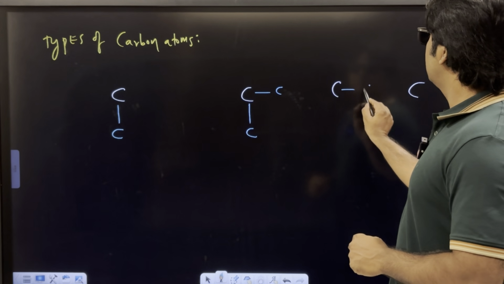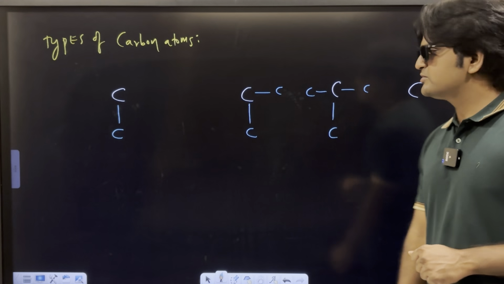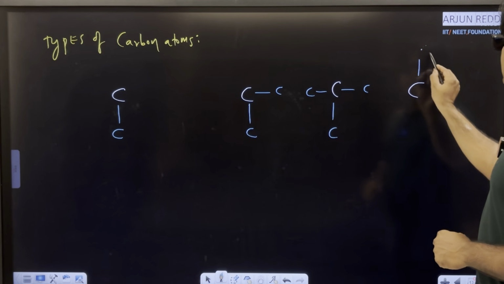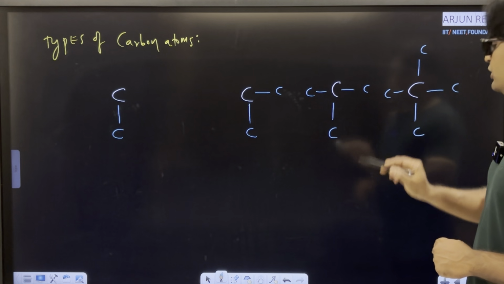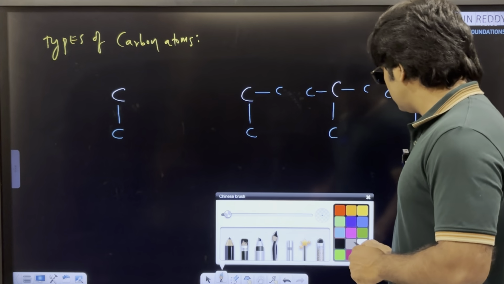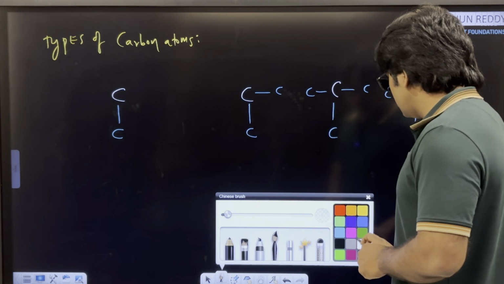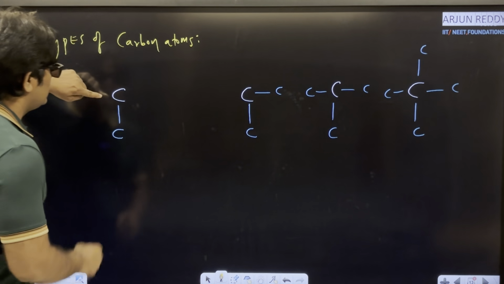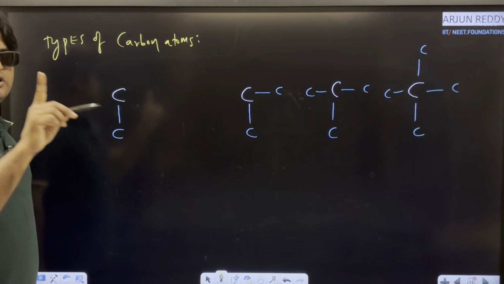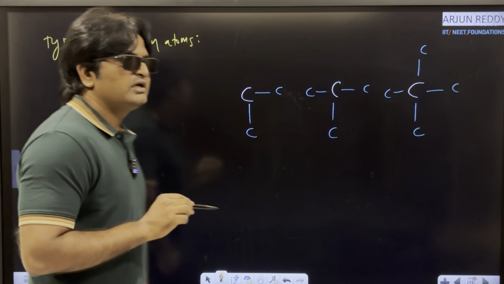And here I am taking carbon, carbon, again carbon. How many carbon atoms? 4 carbons. Here carbon, carbon, carbon, again carbon atom. Okay, now you focus on this carbon atom. In the first one, how many carbon atoms are there? Now this carbon atom is connected with how many carbon atoms? 1 carbon atom. That's why this one is taken as 1 degree carbon atom.